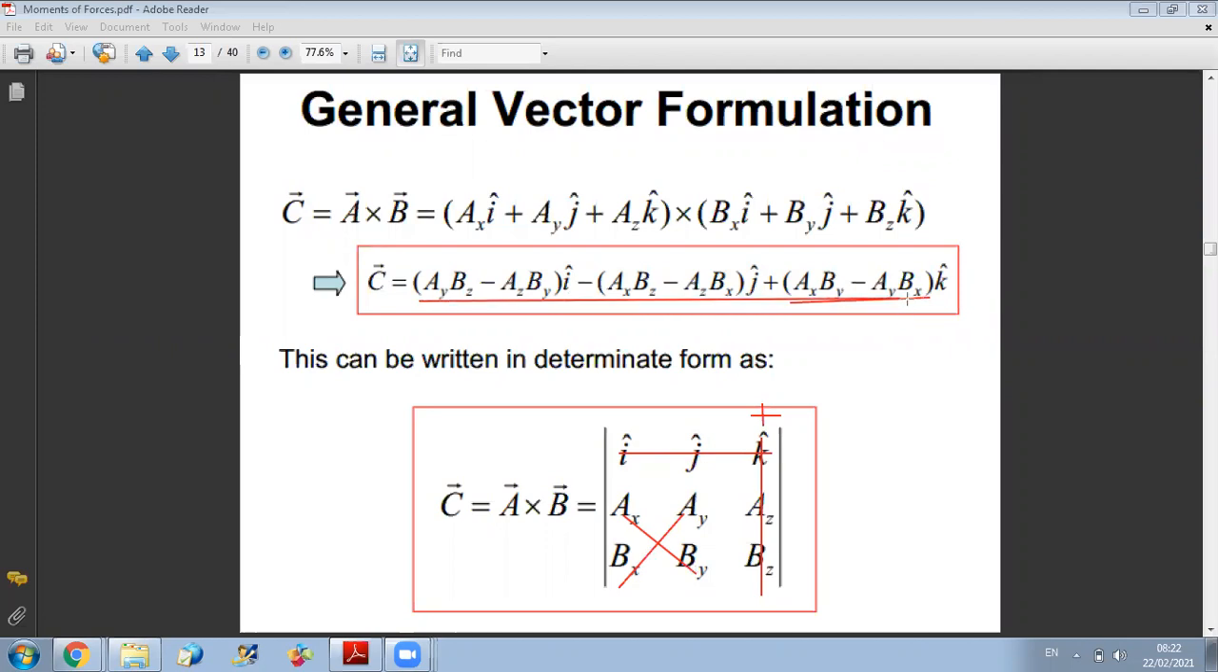Now, in general, sometimes the vectors are simple. If I have, for example, 2i vectorial 3j, of course, I will not use the matrix. I do i vectorial j is k, and it's 6k, and I stop. But if I have three components for the first vector and three components for the second, instead of doing the expansion, the matrix is easy. Okay?